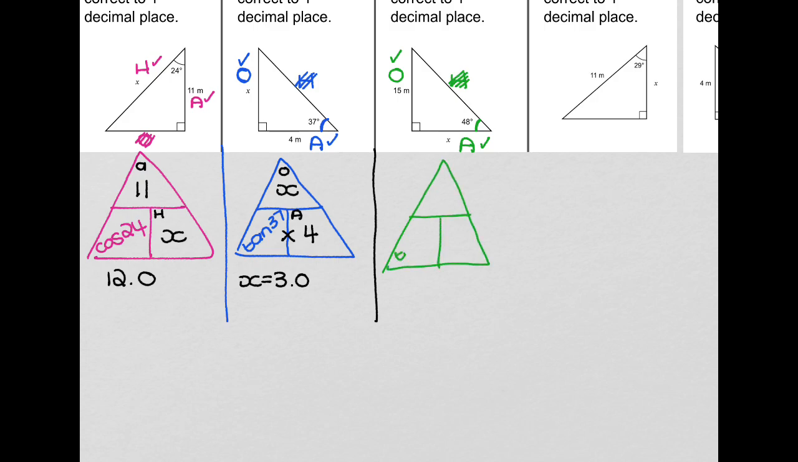I'm going to say tan 48. Tan is, remember, opposite over adjacent. So what was the opposite? The opposite was 15. The adjacent is x. So this time, the x is in the corner and the 15 is on top. So is this a times or a divide question? This is a divide question. So I'm going to say 15 divided by tan 48, and I get 13.5.